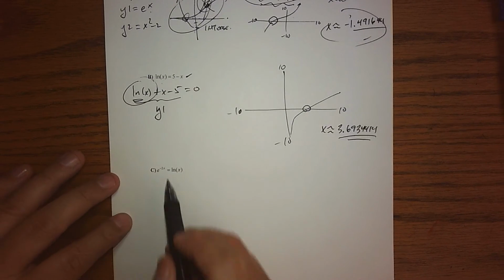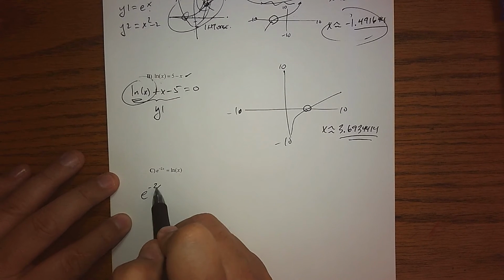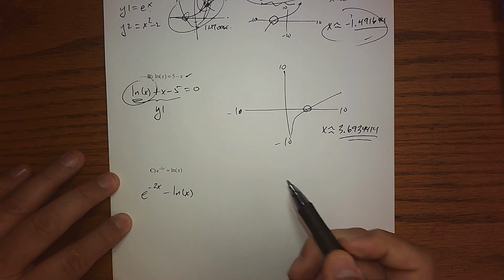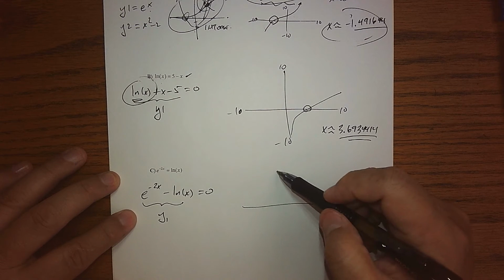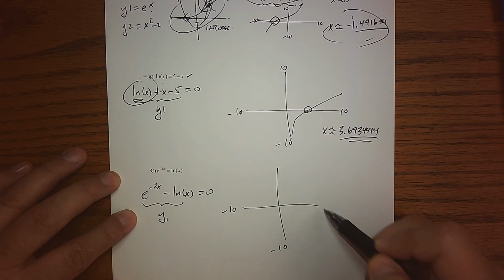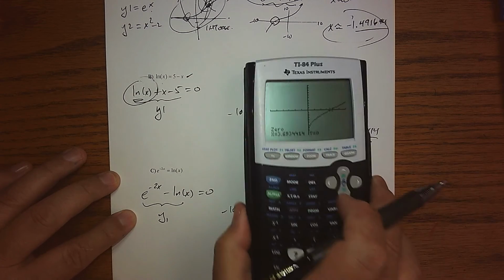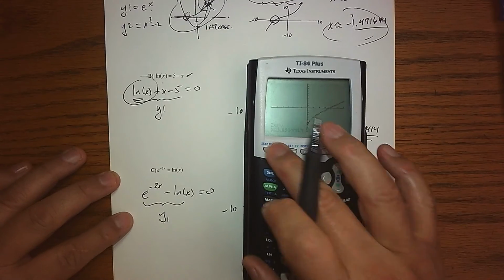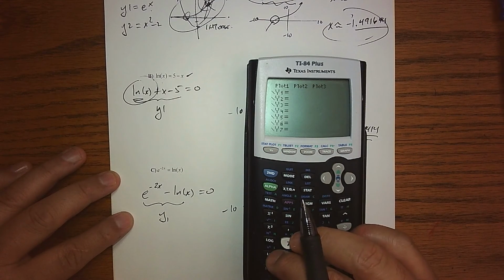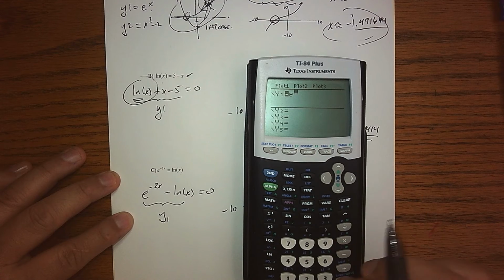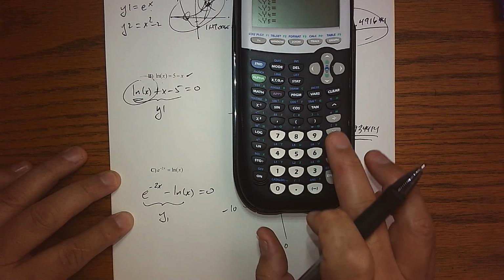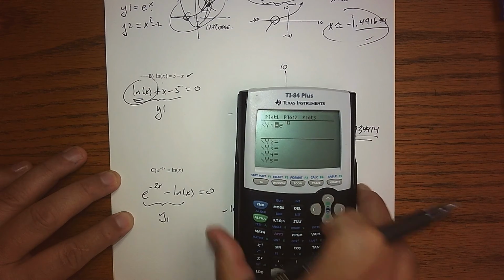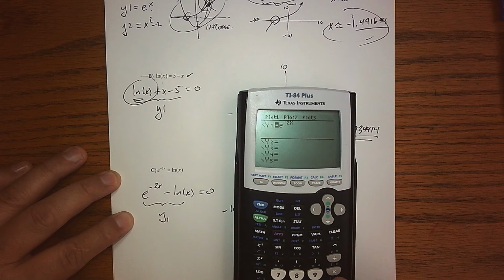Last but not least, again, I like to kick things over. So this is e to the negative 2x minus the natural log of x equals 0. So there's my y1, and again, I'm going to graph this on my standard viewing rectangle, and hopefully that's enough. So turning to my calculator, we're going to clear that out. We've got our e, and it's raised to the, make sure you use the right negative. The negative we want to use is this negative here, not the subtraction. So negative 2x, and then we're going to be subtracting the natural log of x.